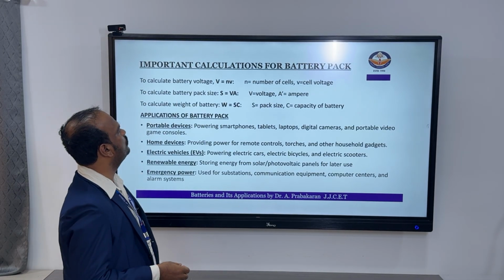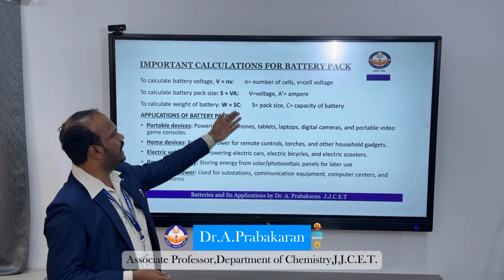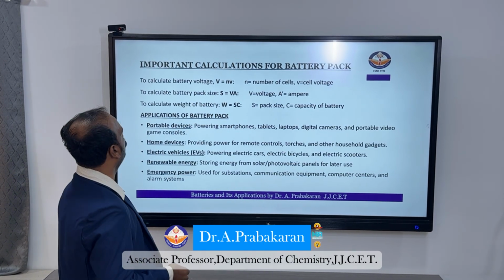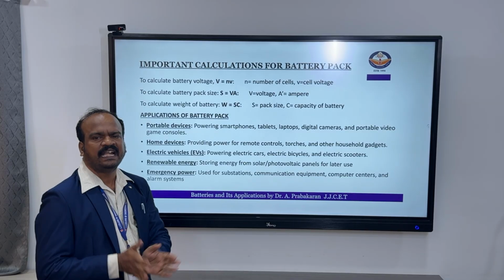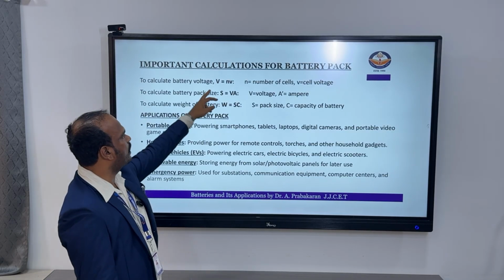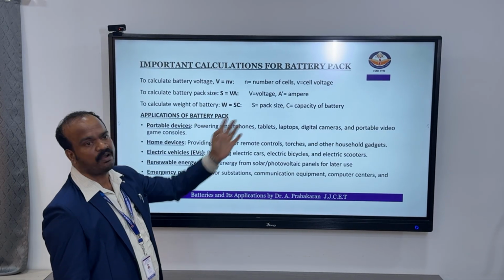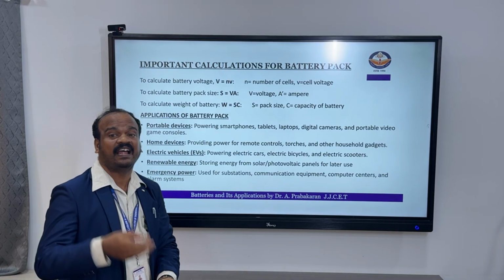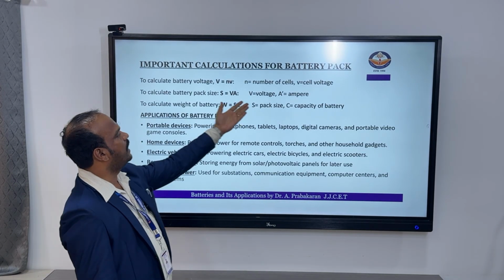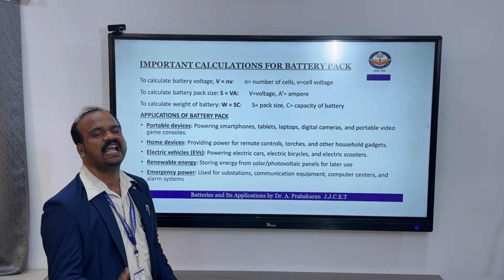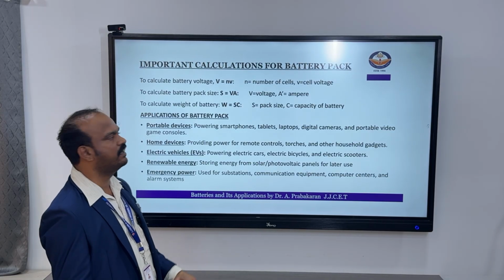To calculate the battery voltage, V equal to NV, where N equal to the number of cells and V equal to the cell voltage. That means, for the voltage the battery has, the formula is V equal to NV. N is the number of cells connected within the battery, and V is the cell voltage. Each cell has a certain amount of voltage.